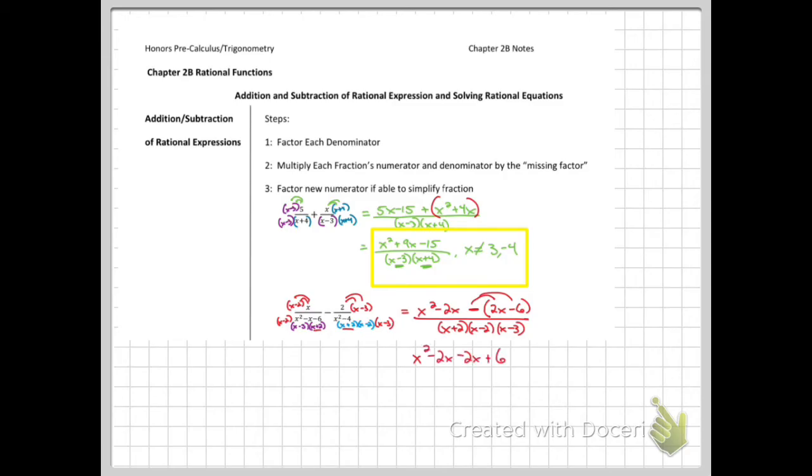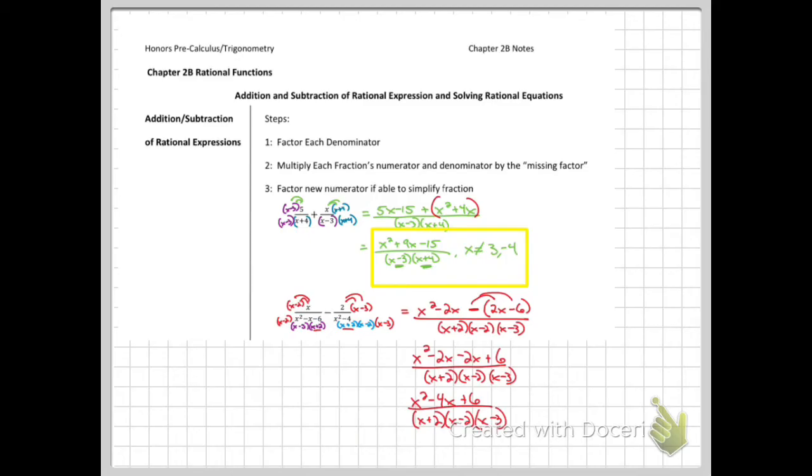Comes plus 6. Keep your denominator. Simplify the numerator. Keep your denominator. When you are showing your work, do not stop writing this denominator. You need to write it every single time. Now check and see if the numerator is factorable.